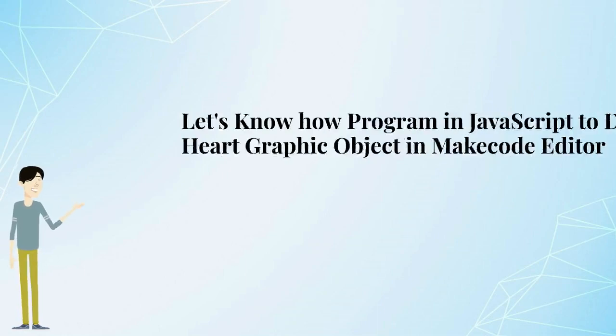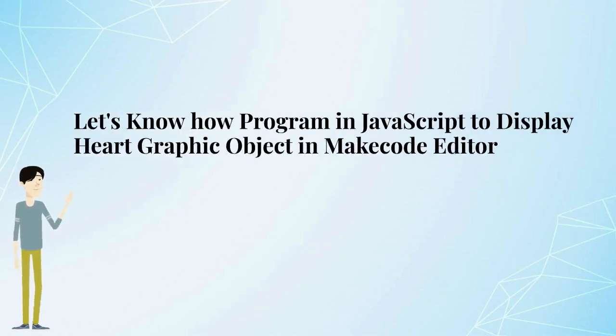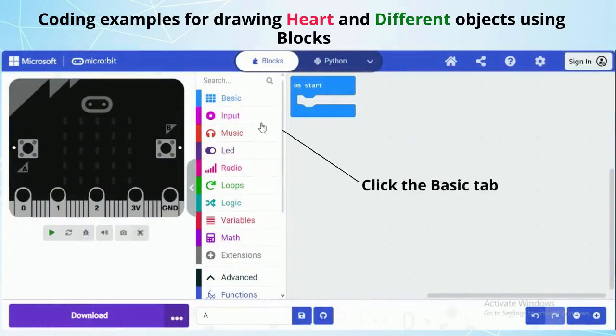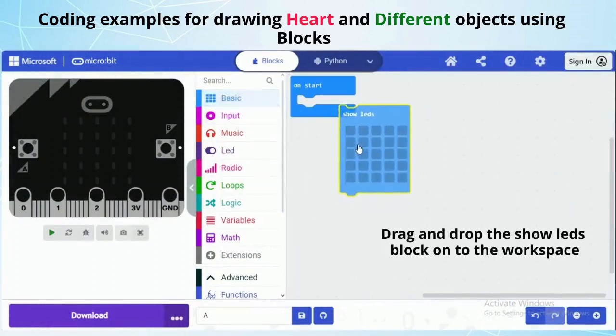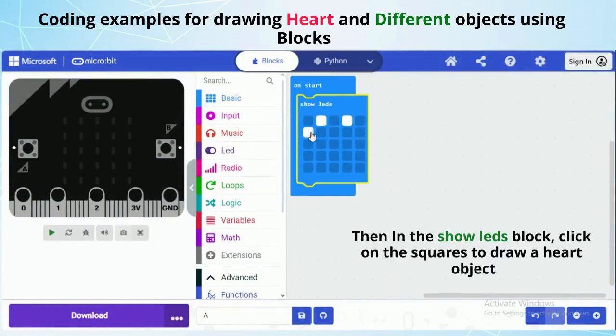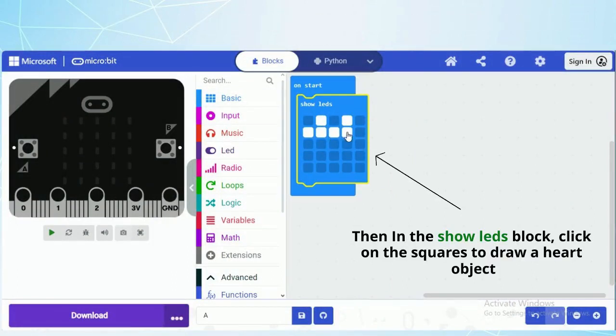Let's know how to program in JavaScript to display a heart graphic object in the MakeCode editor. More coding examples. For drawing a heart and different objects using blocks, click the Basic tab. Drag and drop the Show LEDs block onto the workspace. Then in the Show LEDs block, click on the squares to draw a heart object.